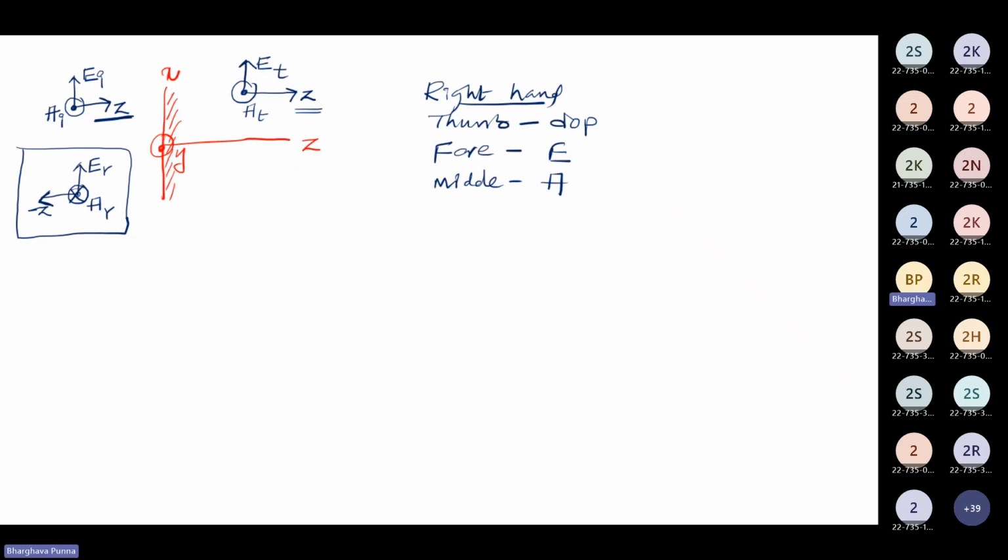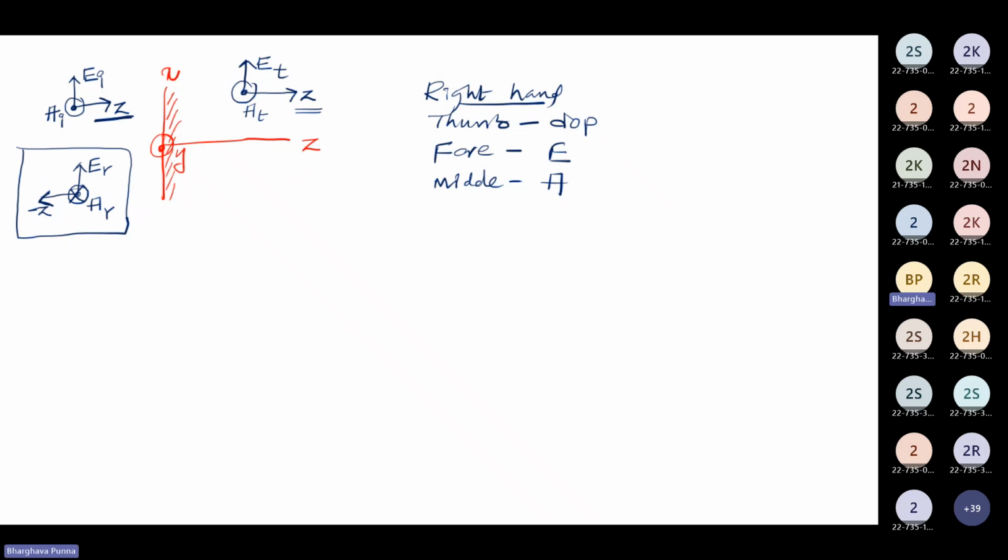Your forefinger is in the x direction. Your thumb is in the negative z direction. So automatically your middle finger represents the negative y direction only. That means going into the screen. Have you observed this one? Okay, did all of you understand this one?